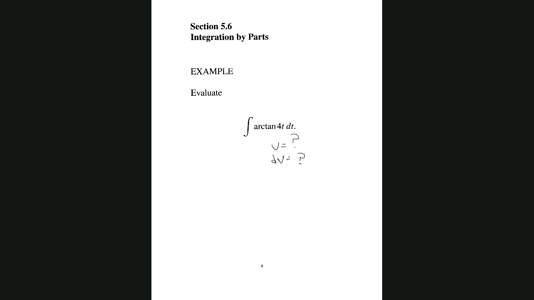But what we're going to do here is let u equal the arctangent of 4t, and we're going to let dv equal dt. Okay, let's try it. We'll let u equal the arctangent of 4t and dv equal dt. Okay, let's go to the solution here.